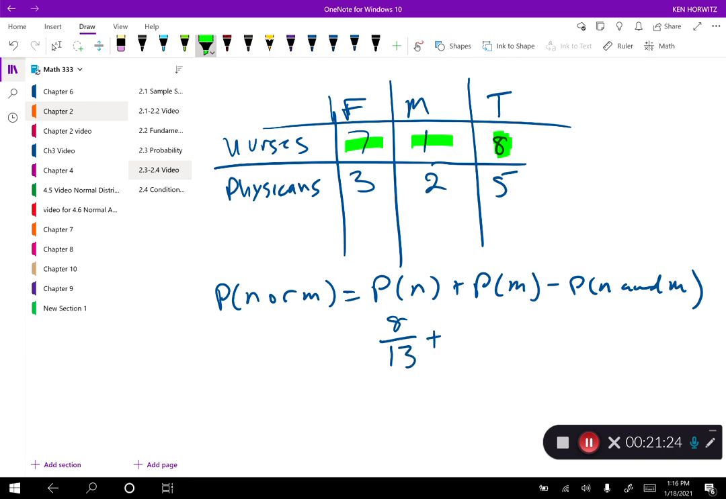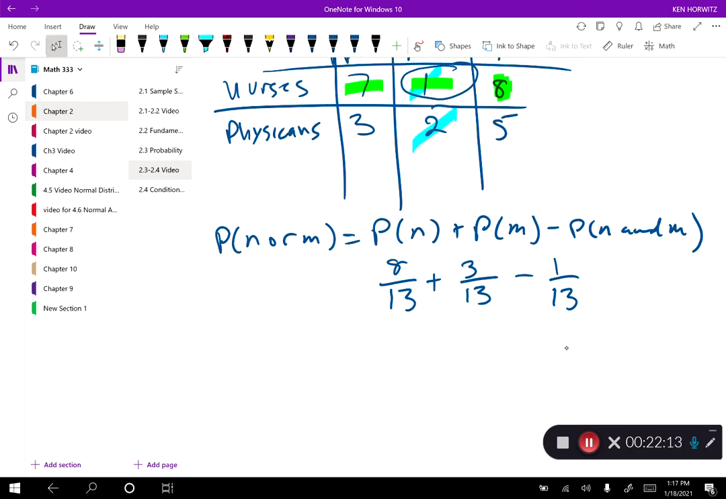Now I'm going to use a different color highlighter. Now I want to figure out how many males do I have? Well, I have one male, two more males. So that's 3 total men out of a total of 13 people. Now the reason I wanted 2 different color highlighters here is because in the box here, I've counted that one twice, haven't I? Once with the green and once with the blue. Well, if I double count, my numbers are off, right? So I have to subtract off 1 out of 13, the amount of male nurses. All right, so now 8 plus 3 is 11, minus 1 is 10 out of 13. And there's my probability of getting a nurse or a male.